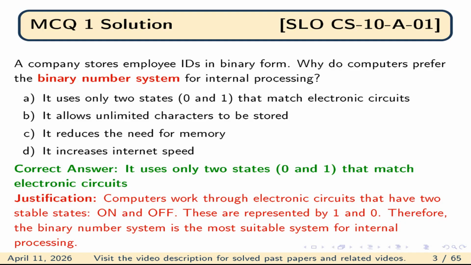Justification: you do not have to write the justification in the exam, but the justification shows why I have selected the correct answer. Computers work through electronic circuits that have two stable states, that is on and off states. These are represented by 1 and 0. Therefore, the binary number system is the most suitable system for internal processing.